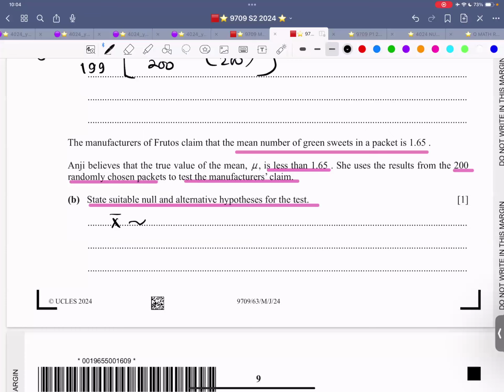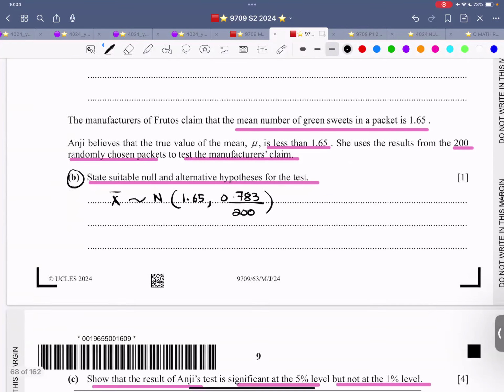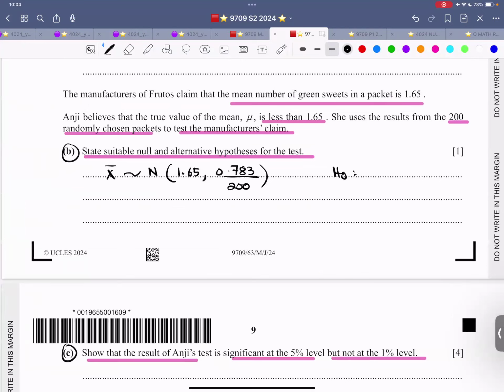X bar follows a normal distribution. So what is the mean that we are taking? We are taking the mean as 1.65. And the variance is 0.783. If it's not exact, use the unrounded value. And this is 200. So I'm basically mixing part B and C together. And over here, I'll write H naught: mu is 1.65. H1: mu is less than 1.65.